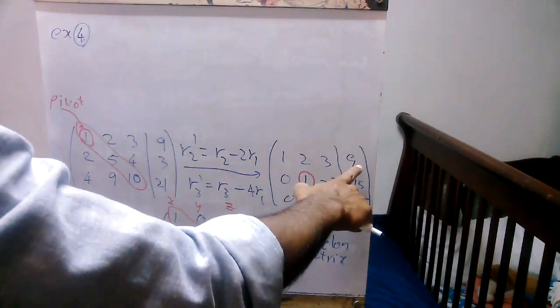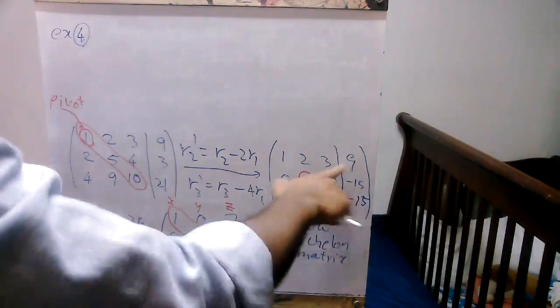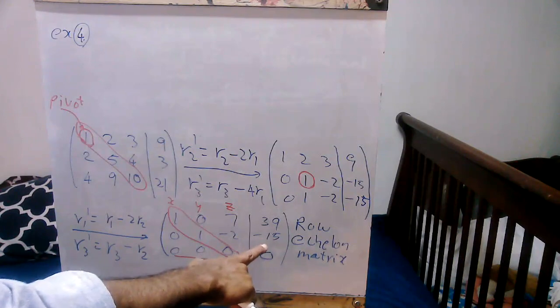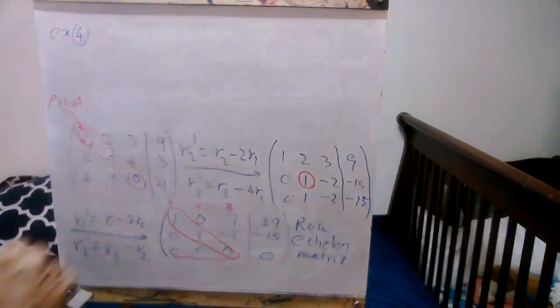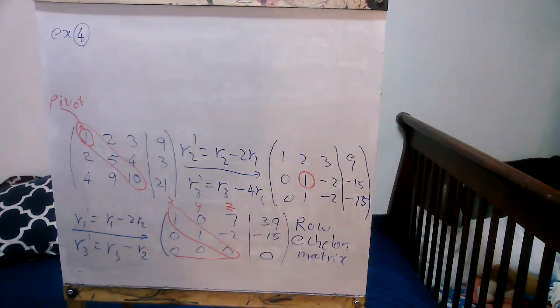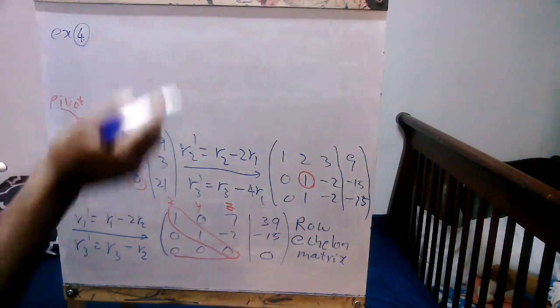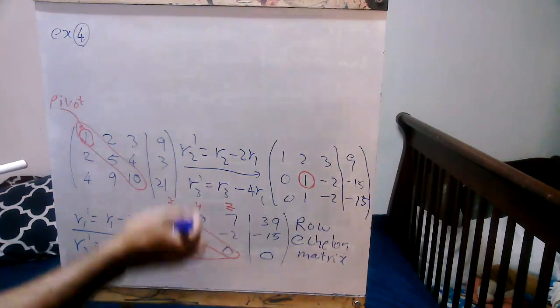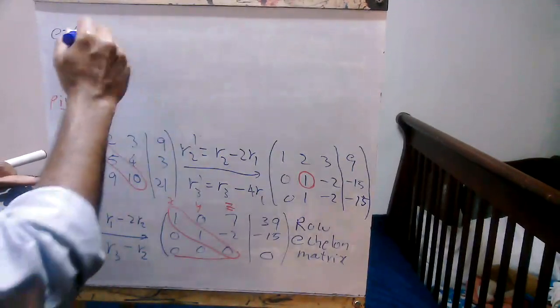One other thing changed. No, this is the same. It should be the same. 39, negative 15. Yes, this is good. Okay, now let's write 3 equations for the system now.